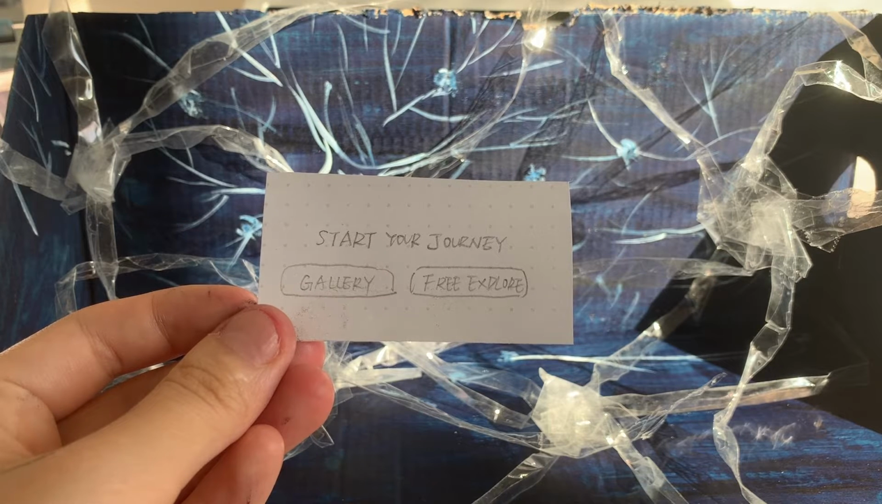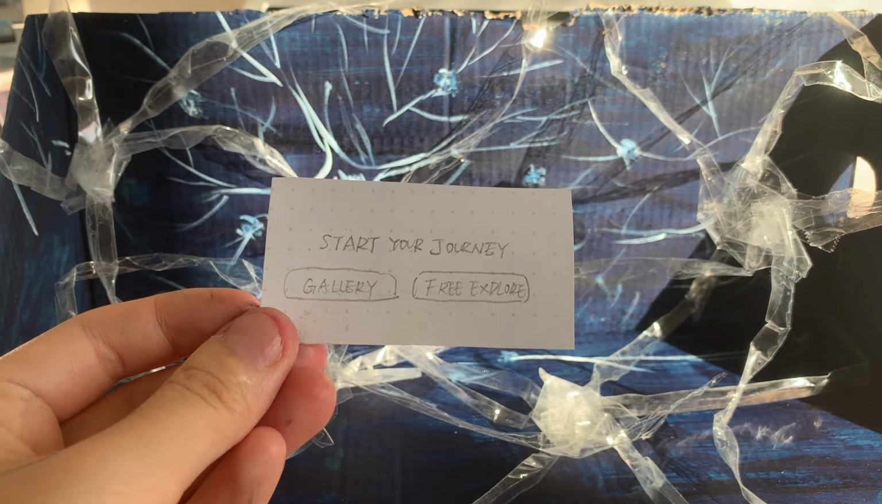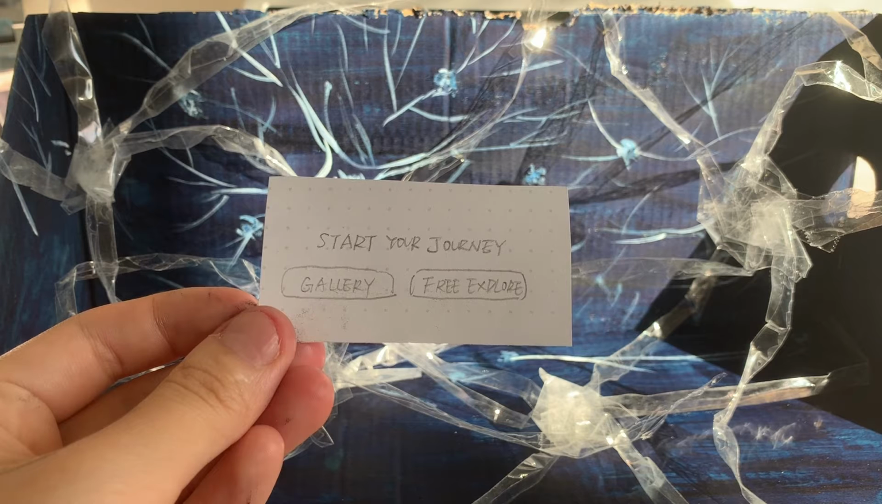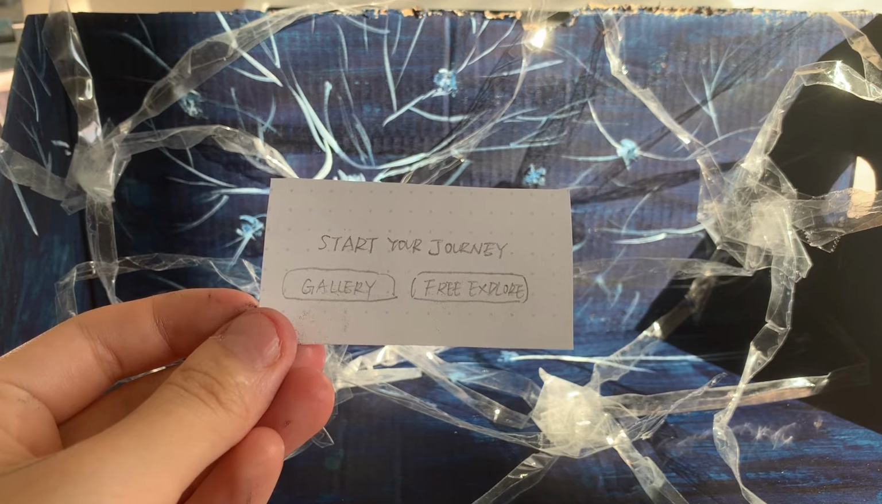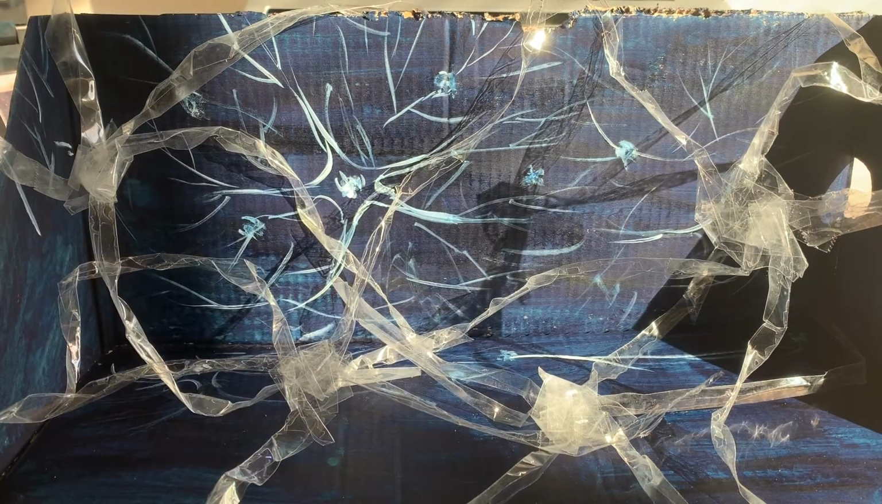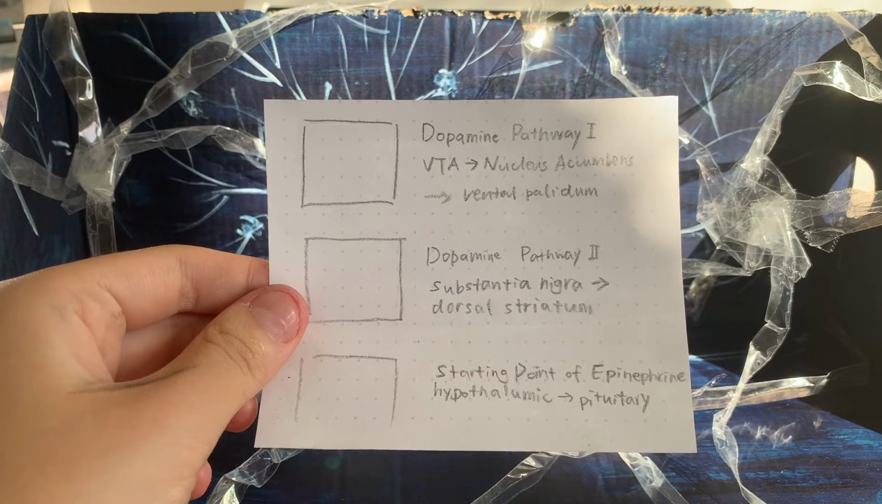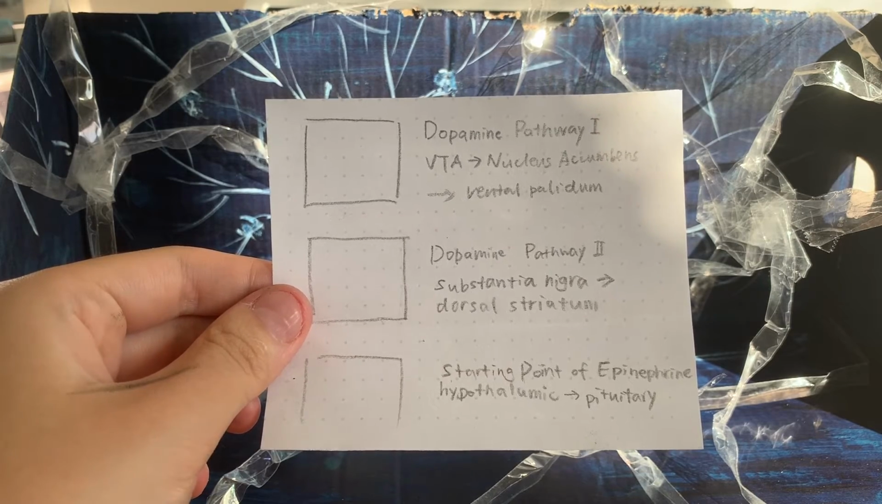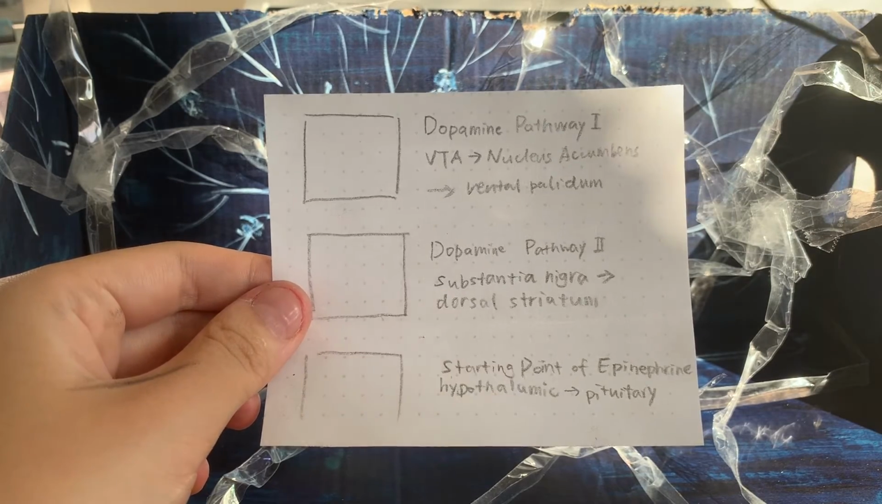So here is my 3D modeling prototype. At the very beginning, users are able to choose some suggested journeys for learning in the gallery, or they can begin free exploration. Let's do gallery here. And then you can see the descriptions of some journeys, and let's take dopamine pathway 1 as an example.